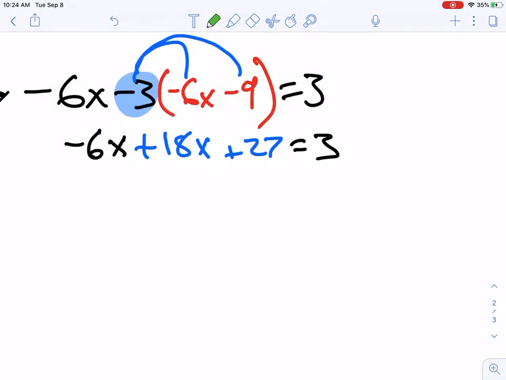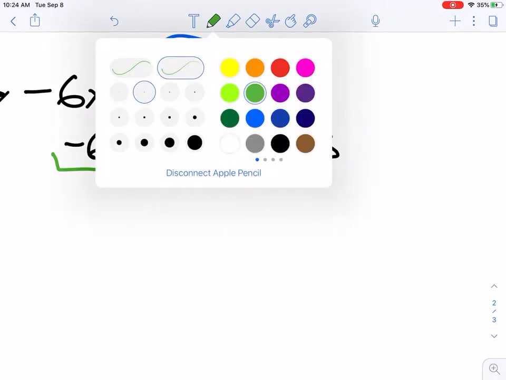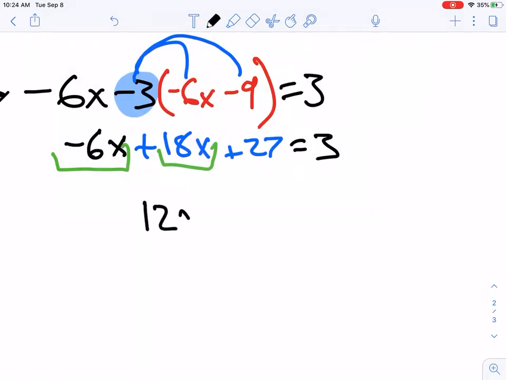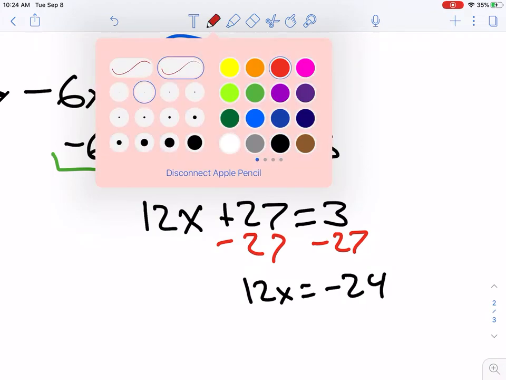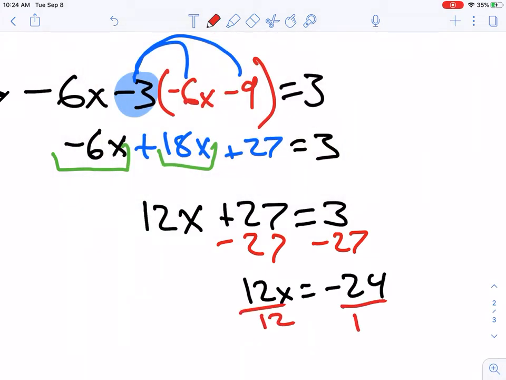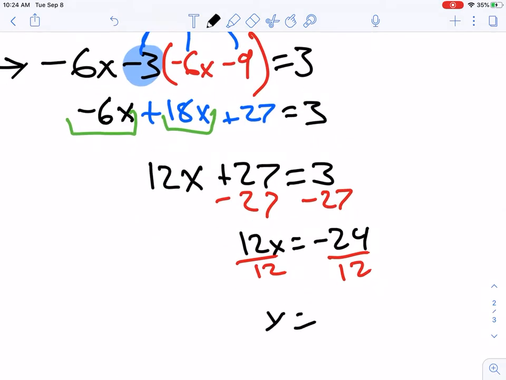So my like terms, which is negative 16x and positive 18x, I can combine those to get positive 12x. So it's 18 minus 6. Rewrite everything. Now my two-step equation, I'm subtracting 27 to both sides. So that 12x equals negative 24. I can divide 12 to both sides. So that x equals negative 2.